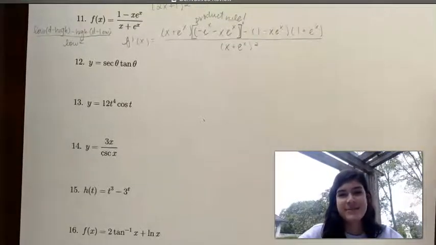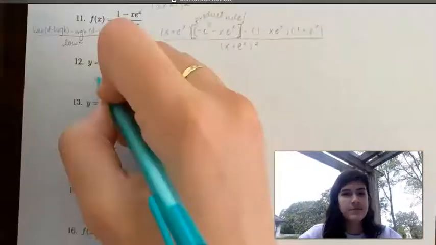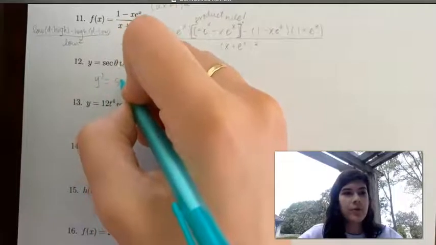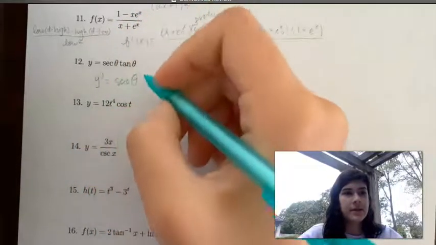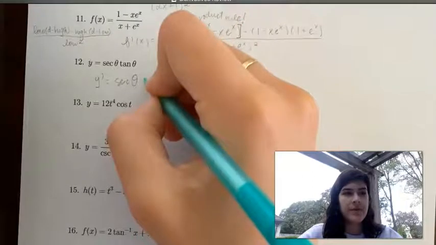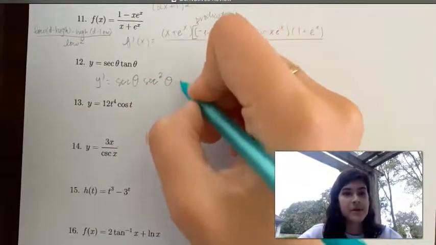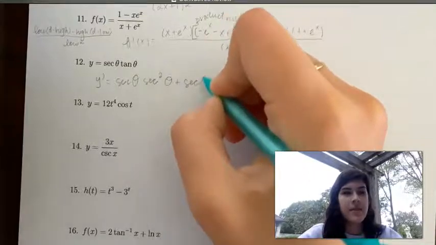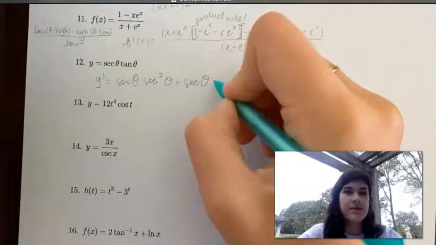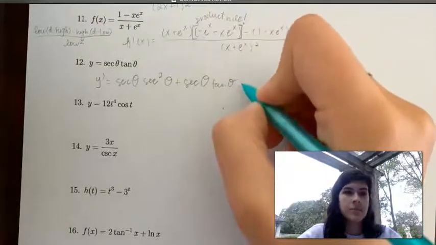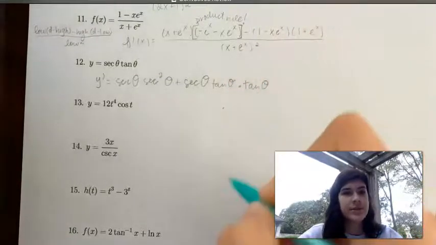Okay, number 12. So just like normal product rule, I'm going to write secant again, and then the derivative of tan, as I'm sure you remember, is secant squared. So then plus, and then the derivative of secant is secant theta tan, and then you just keep it the same, so it's just tangent.